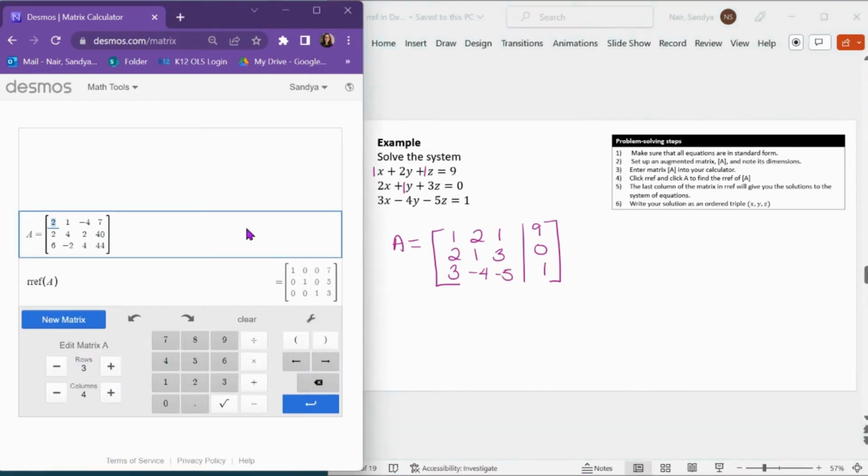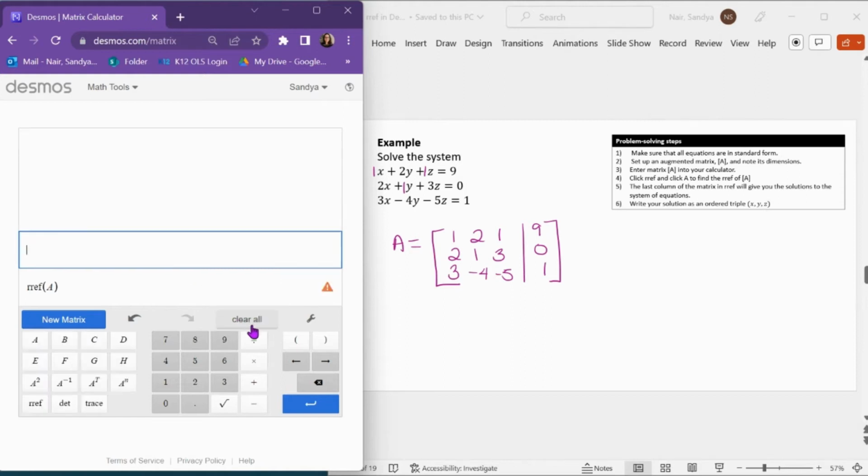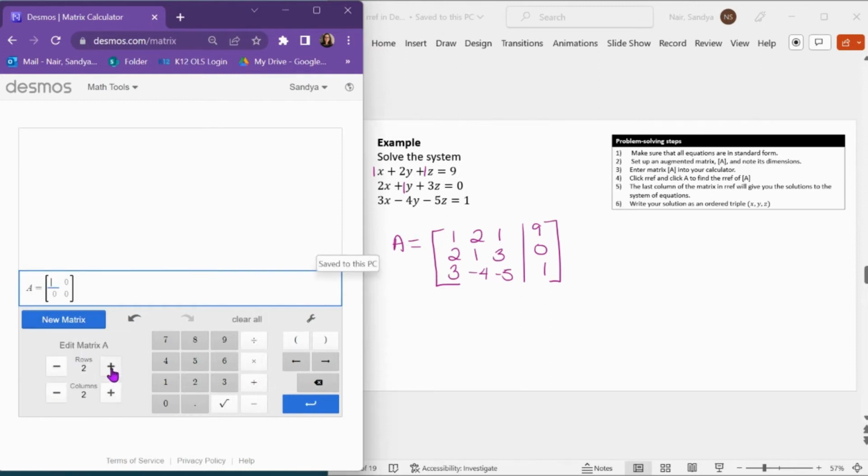So now let's go to Desmos and go ahead and enter this matrix. I'm just going to click clear, and when I click clear all, it just completely erases everything. So I now type new matrix, and then I'm going to say 3 rows and then 4 columns. And now let's go ahead and enter these values. So we have 1, 2, 1, 9, 2, 1, 3, 0, and then 3, -4, -5, and 1.